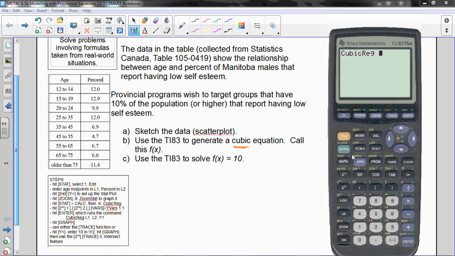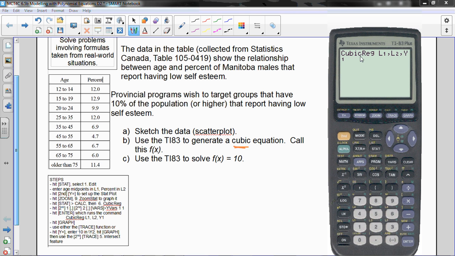Cubic regression, and on list 1 and list 2, if I would have pressed enter, it would have known that I wanted list 1 and list 2, but what I want it to do is dump the answer into y1 so that I don't have to type out this awful equation that we're going to see. Function, and the steps are all there. Okay, right there is how to get the y1 character.